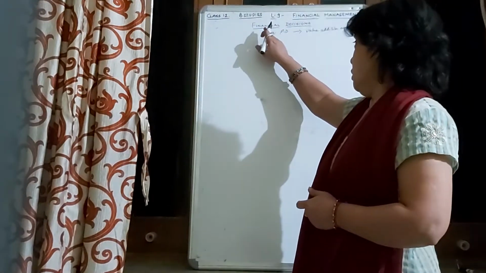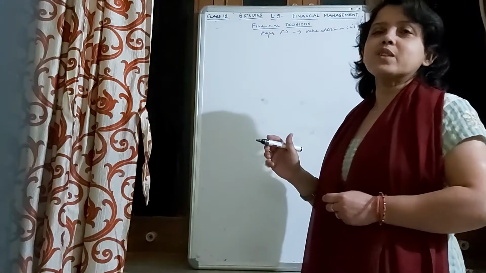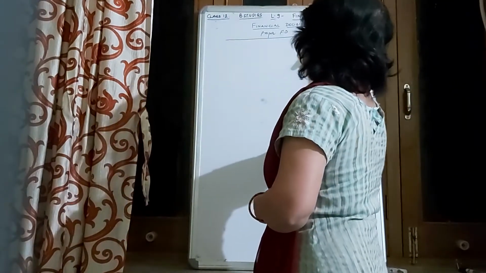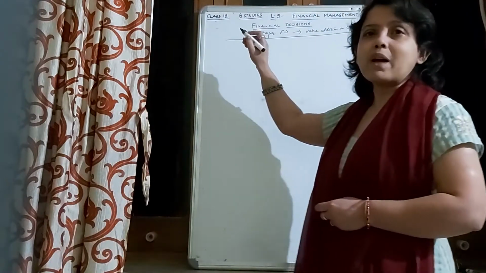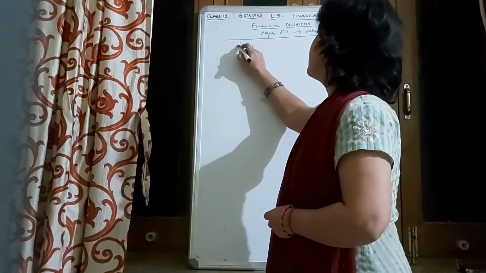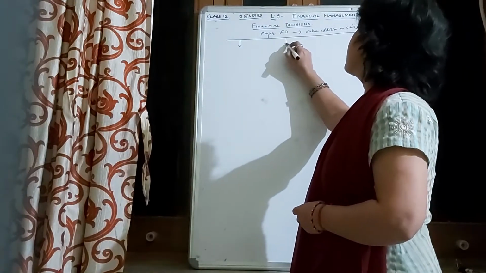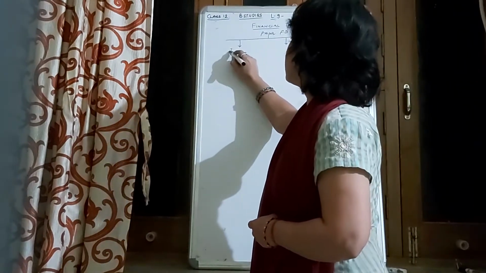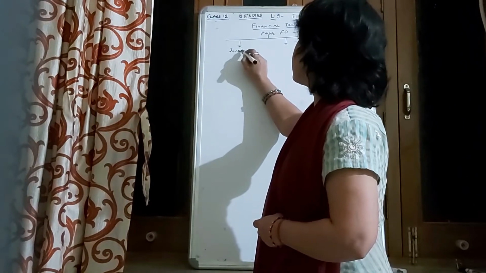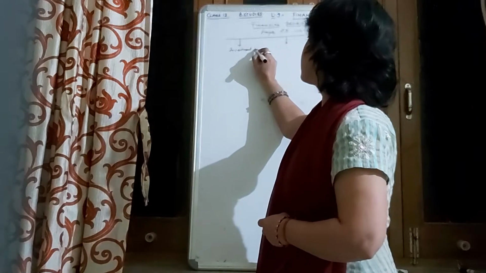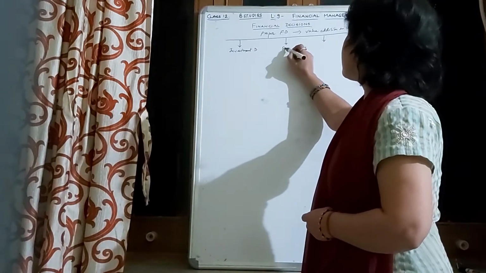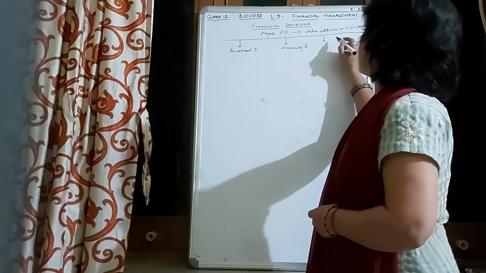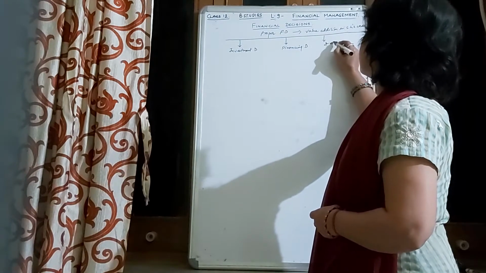So the question arises, what is this financial decision? There are basically three types of financial decisions, which is also called financial management decisions, which is taken by the financial managers in the business organization. The first is the investment decision, second is the financing decision, and third is the dividend decision.